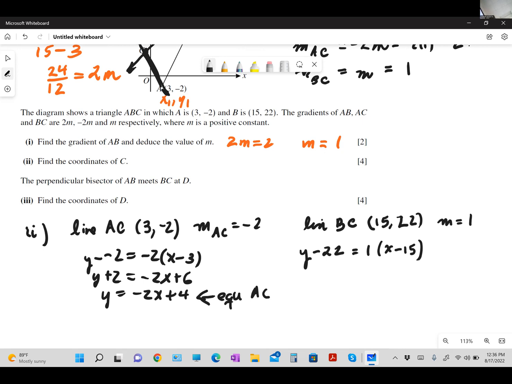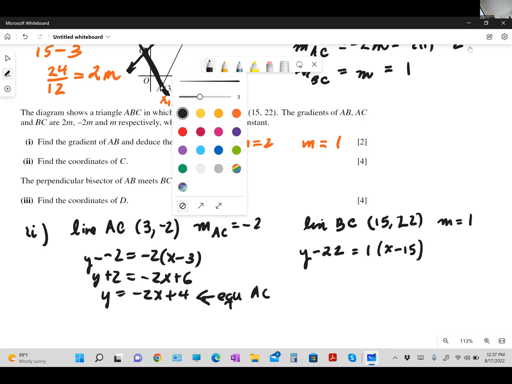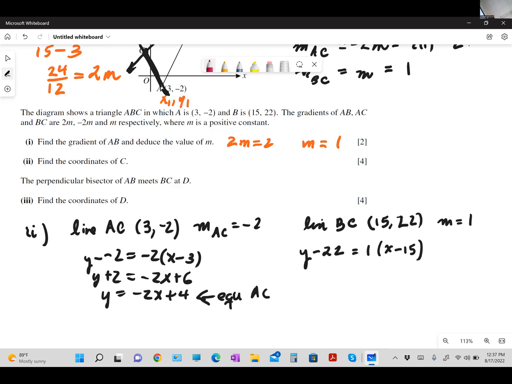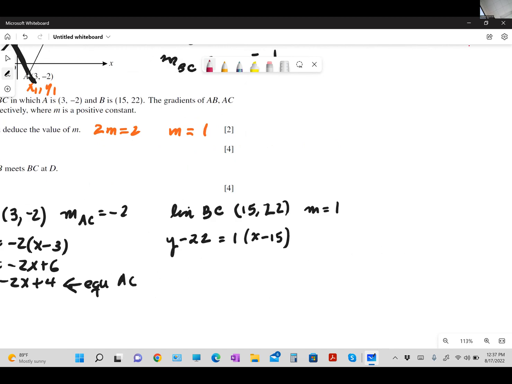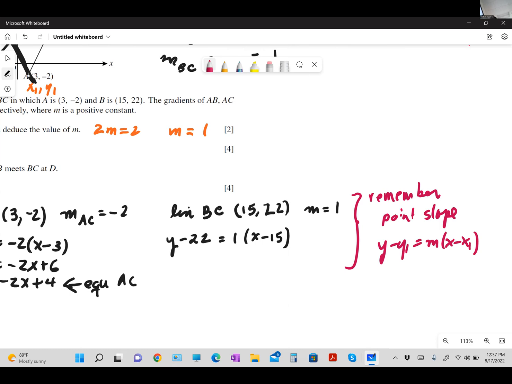What am I using here? I'm using point slope. Do you want me to remind you here? Watch, I'm going to remind you. Let me make it a little bit prettier, guys. I'll put it out here. Remember, point slope: y minus y1 equals m times x minus x1. Okay, so good. We have that.